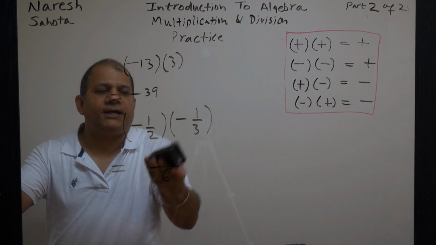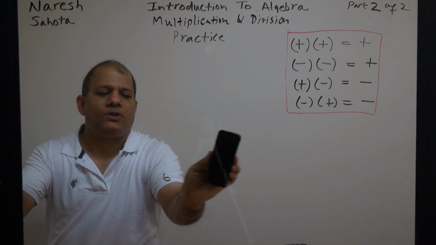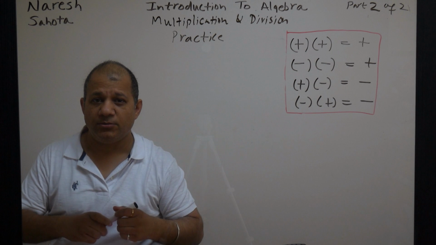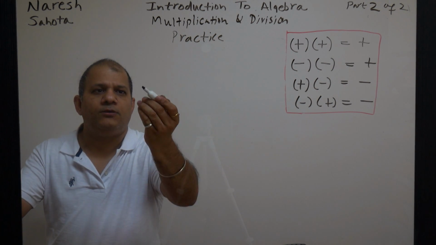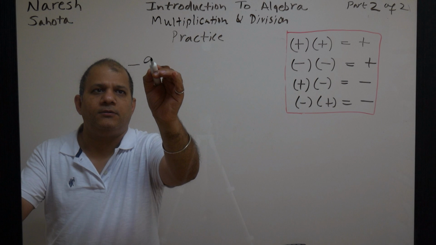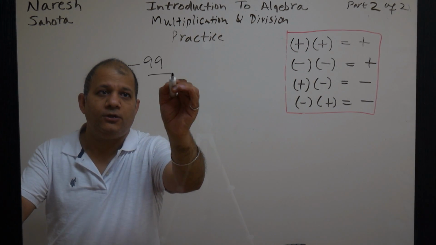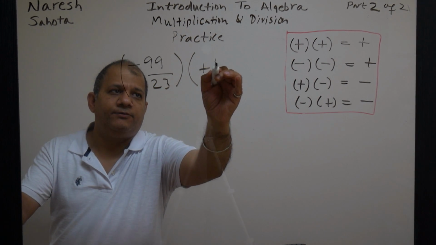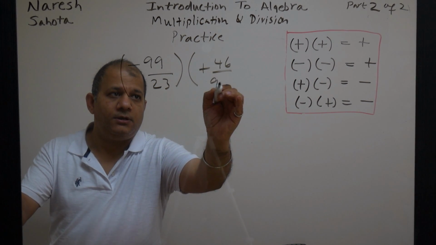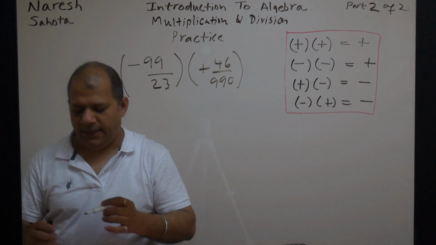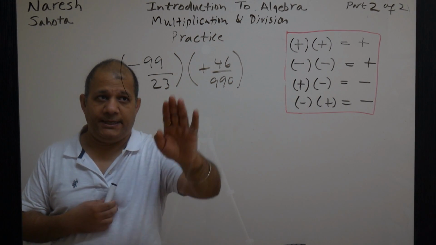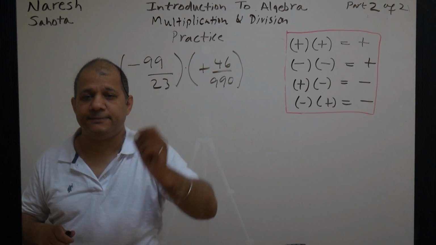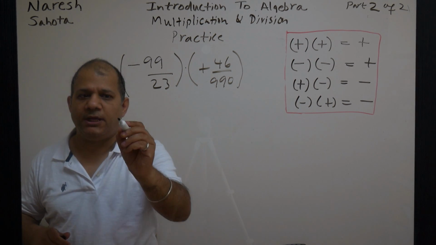Alright, so now let's do another fraction, but with bigger numbers. It makes no difference whether the numbers are big or small, it's just that with bigger numbers we have to be a little careful when we multiply. So negative 99 over 23 times positive 46 over 990. Now that looks scary, but we're multiplying. See, one bracket, another bracket, in between it means product, right? So let's just apply our concept.